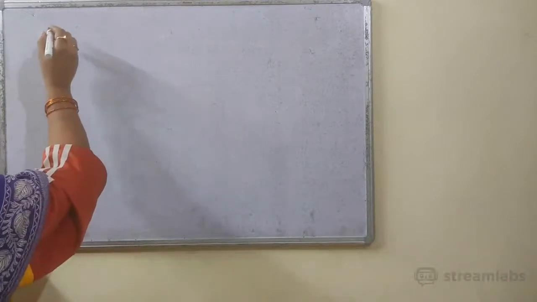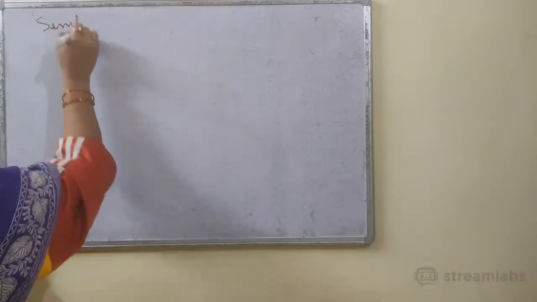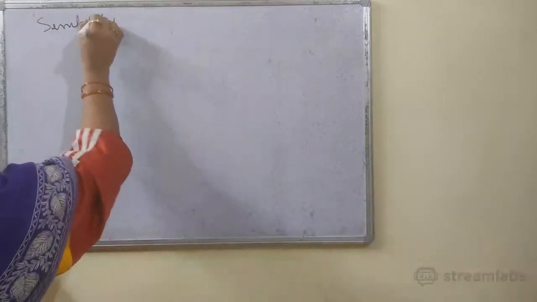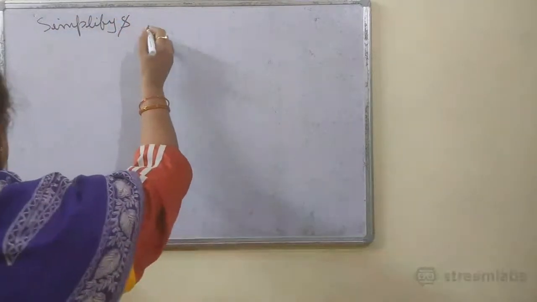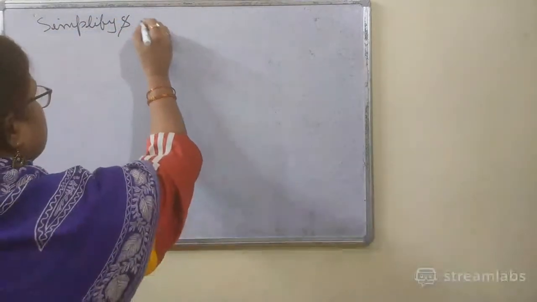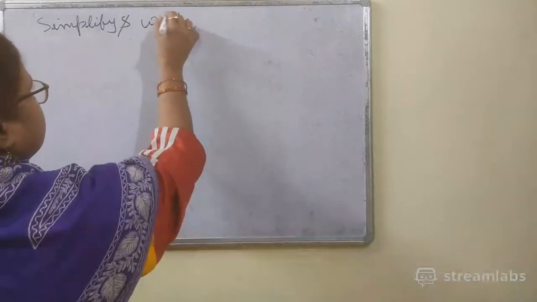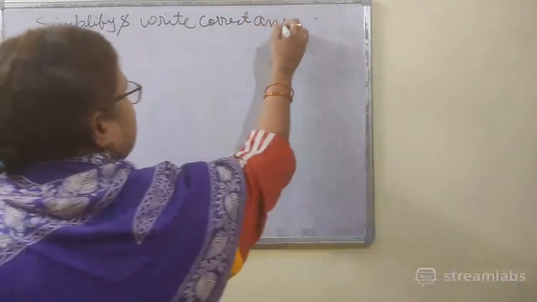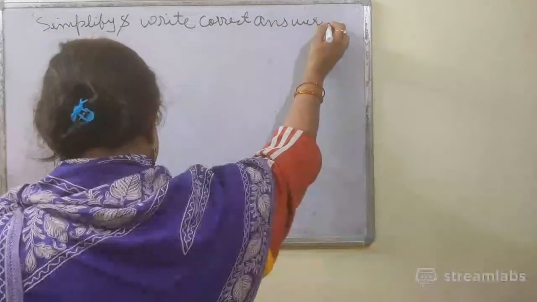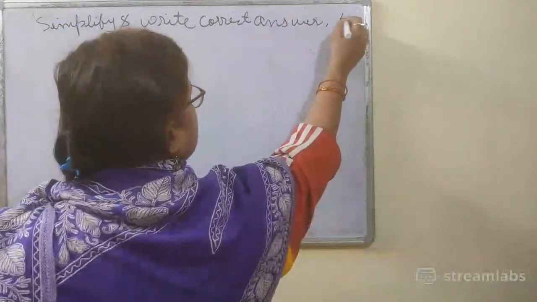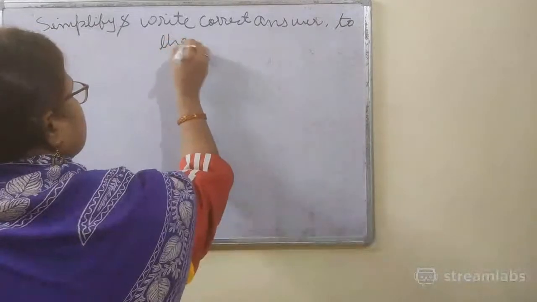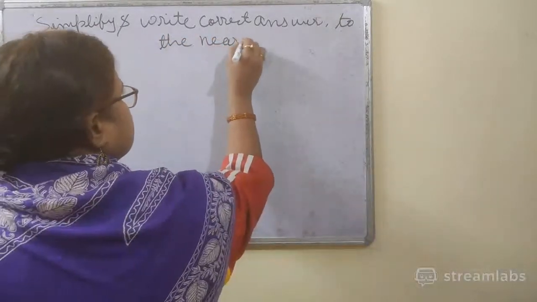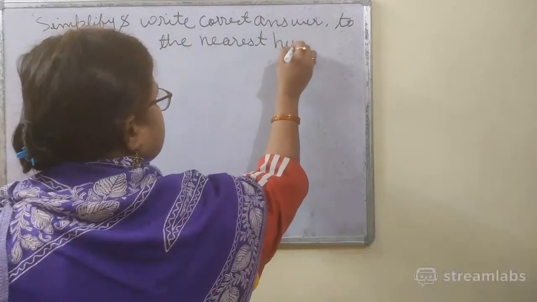Next is simplify. Simplify and write answers. Write correct answers to the nearest hundreds.